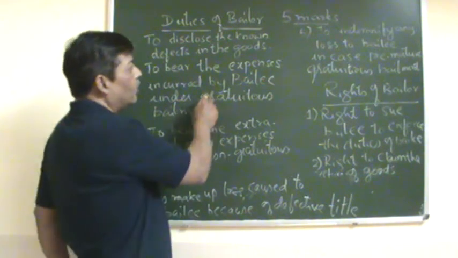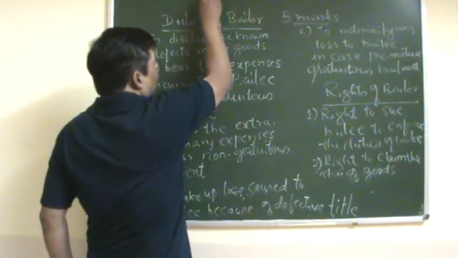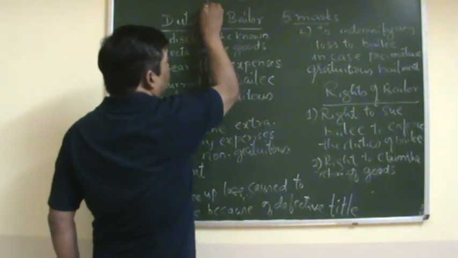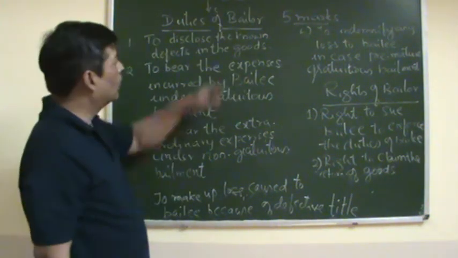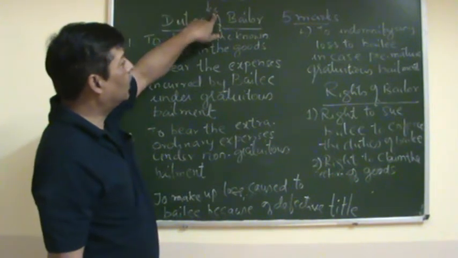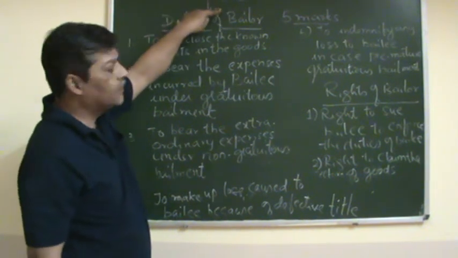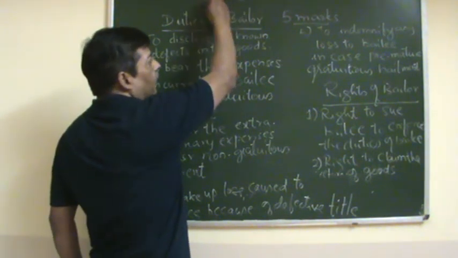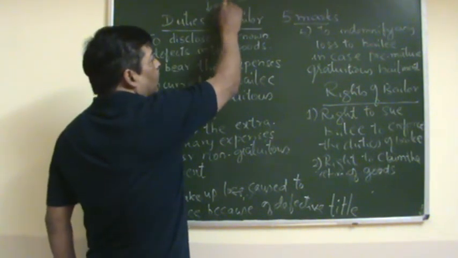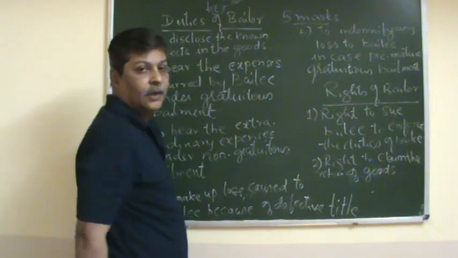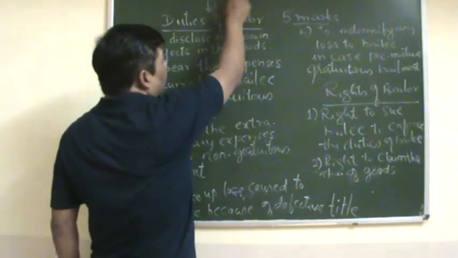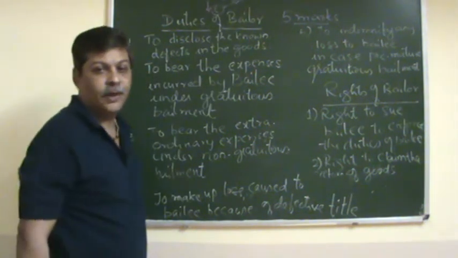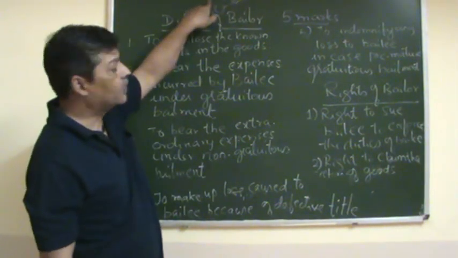Now this can be understood better with an example. A delivers the goods to B. Actually the goods belong to C. A delivers the goods of C to B without the knowledge of C. B thinks that A is the bailor and receives the goods. C files a suit against B and recovers the loss. So in this case it is the duty of A to make up the loss to B, whatever loss has been caused to B, because it is a defective title.